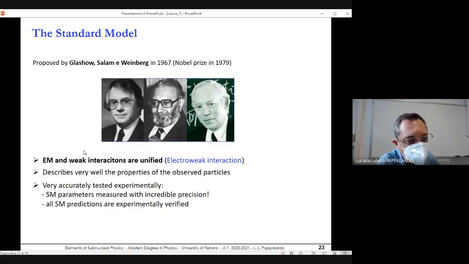The standard model describes very well the properties of the observed particles. It has been very accurately tested experimentally, and the experimental tests of the standard model still continue in particle physics laboratories around the world. Essentially, standard model parameters have been measured with incredible precision, still improving, and all standard model predictions have been experimentally verified.